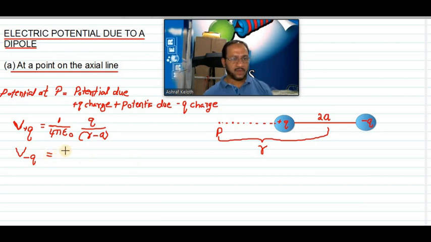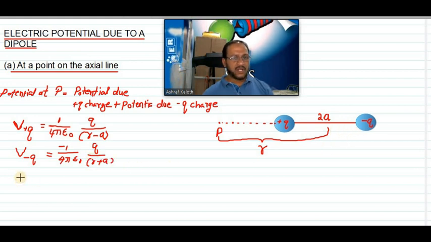1 by 4 pi epsilon naught Q by R plus A, minus 1 by 4 pi epsilon naught Q by R plus A. The minus sign is because it is a negative charge; potential due to a negative charge is negative. So minus 1 by 4 pi epsilon naught Q divided by distance. The distance of the point P from the minus Q charge is R plus A, where A is half of the dipole axis. So R plus A will come in the denominator.